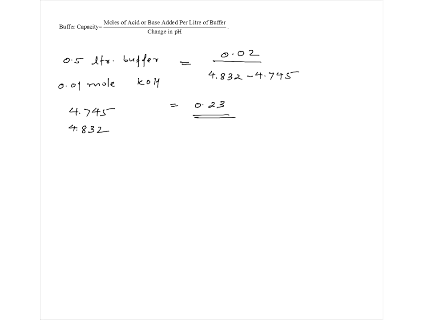What do you think? If a buffer solution is good, then should the buffer capacity be large or should it be small? It should be large, because change in pH should be very, very small, ideally speaking. And if denominator is small, then this fellow has to be large. So larger the capacity, better is the buffer solution.